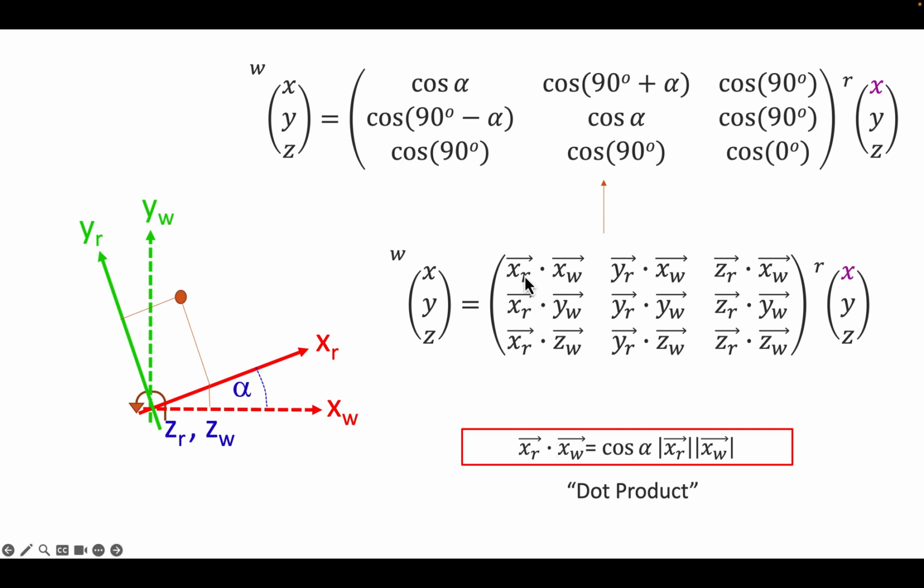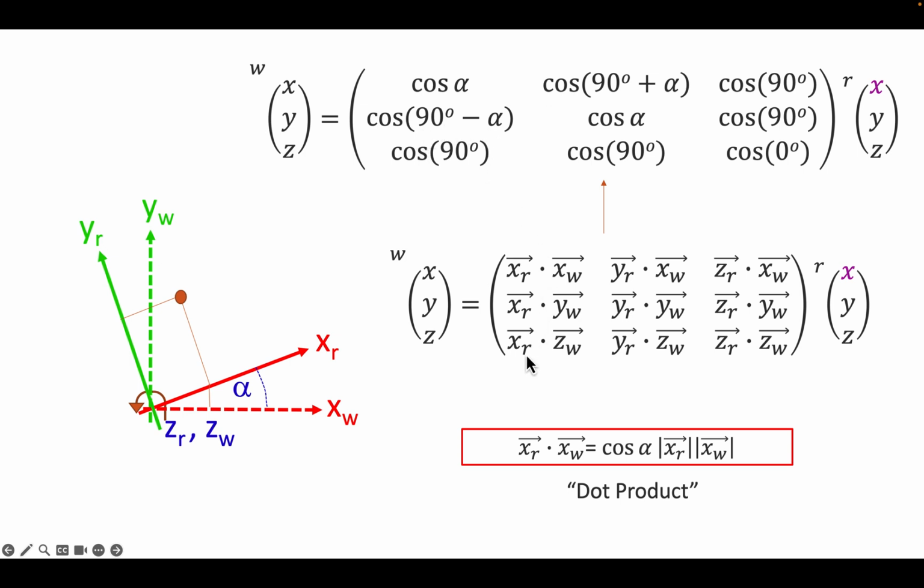Now, if we look at the entries of this matrix, we first look at the x-axis of the robot coordinate system, and we take the dot product with the x-axis of the world coordinate system. The angle between the two is alpha, so the entry is cosine of alpha. We then look at the x-axis of the robot coordinate system again, and take the dot product with the y-axis of the world coordinate system, which is this one. What is the angle here? Well, it's 90 minus alpha. So we put cosine of 90 minus alpha here.